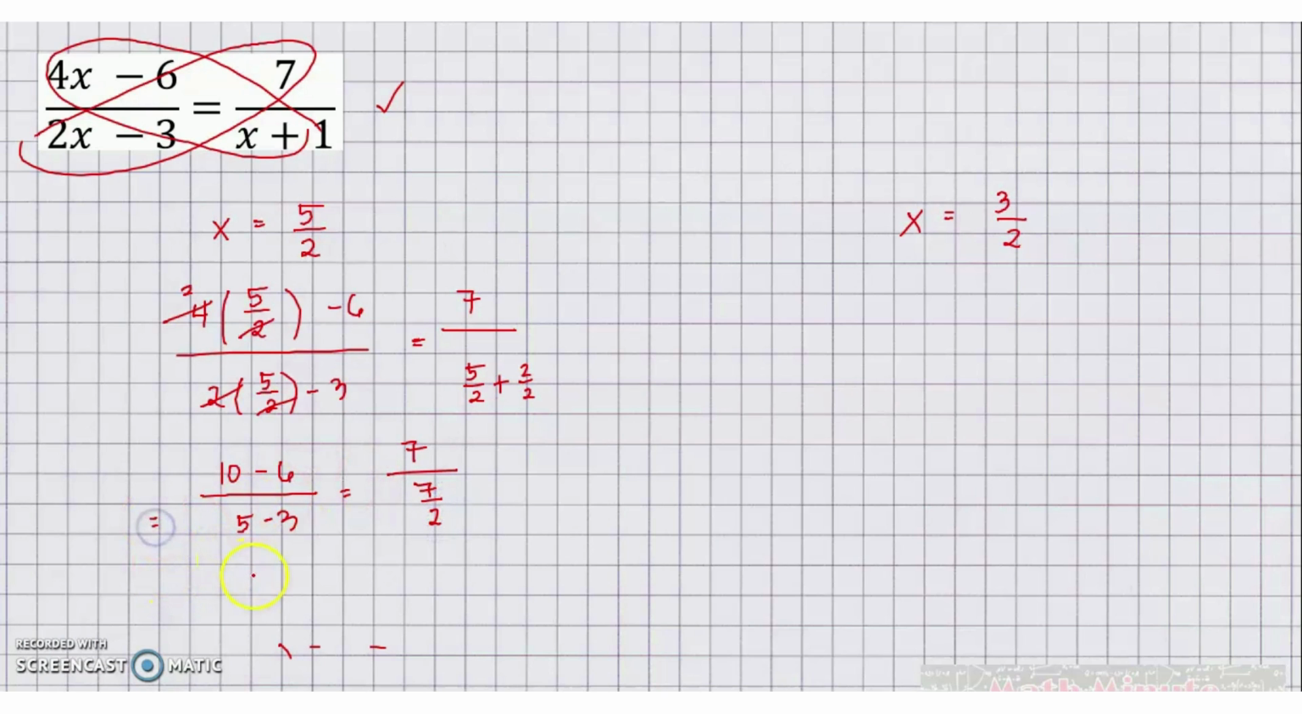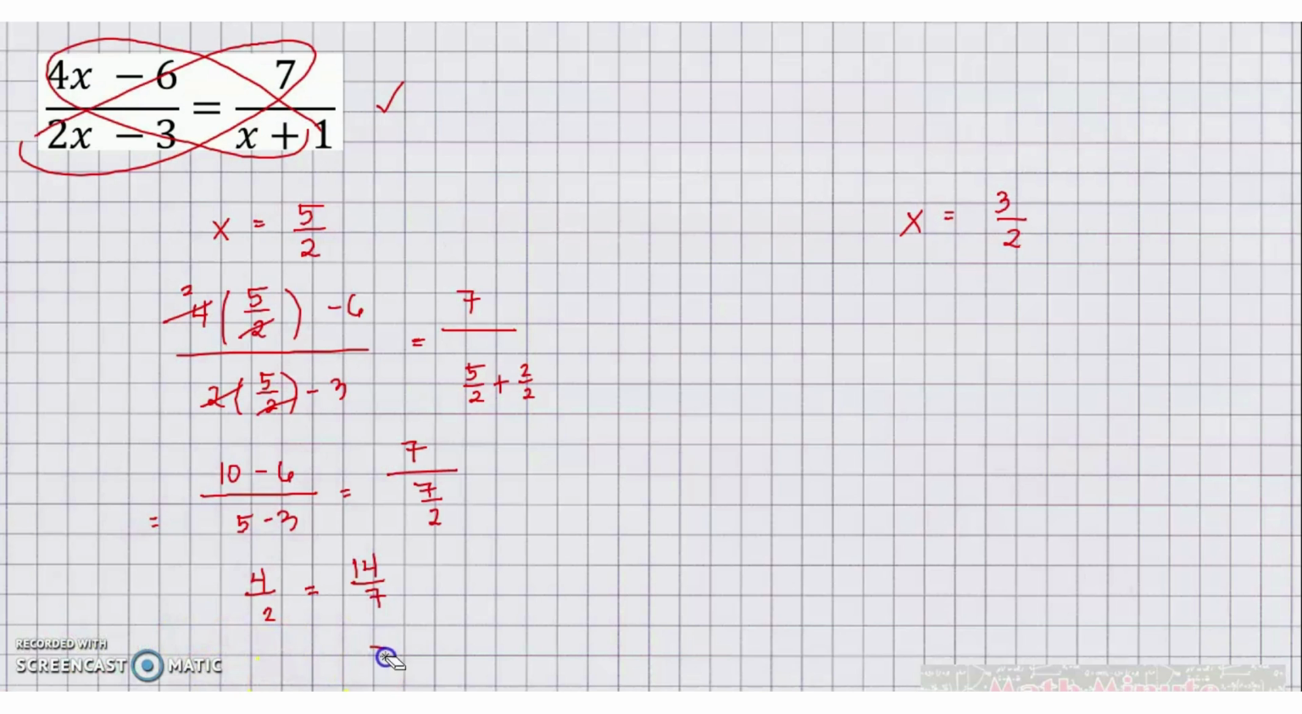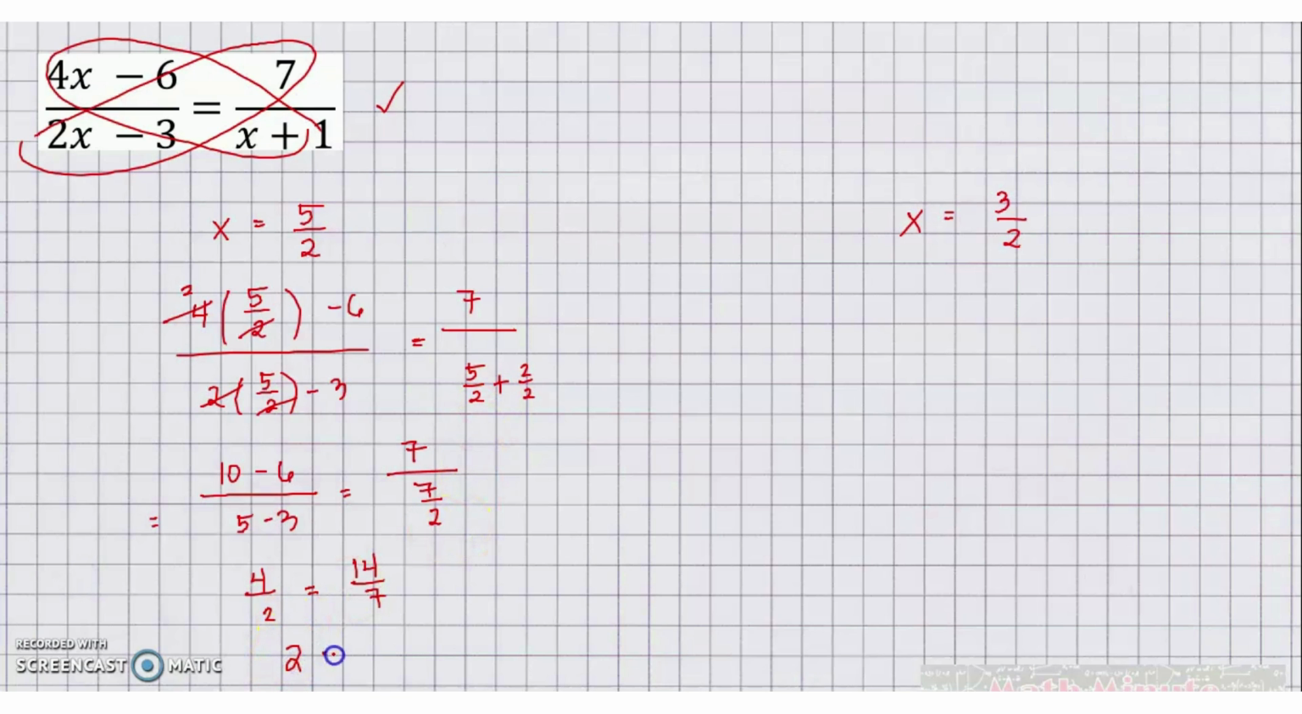So simplifying, this will be 4 over 2 is equal to, so 7 over 2, that would be 14 over 7. So this will be 2. Wait, let me erase this first. So this will be 2 is equal to 2. So meaning x is equal to 5 over 2 is a root on this equation.